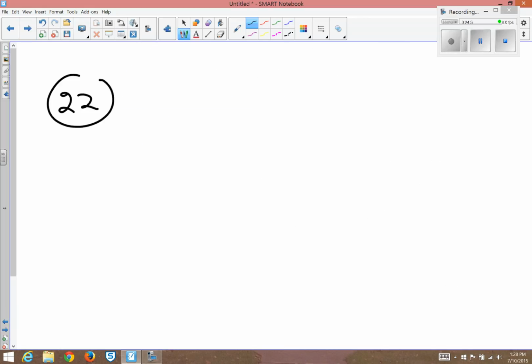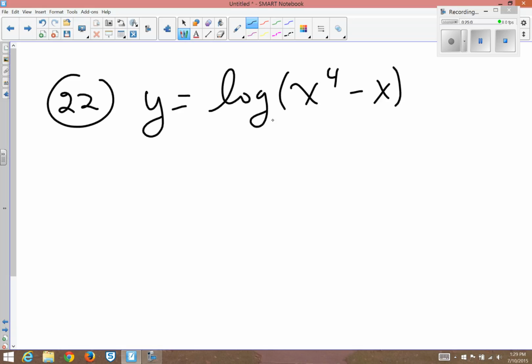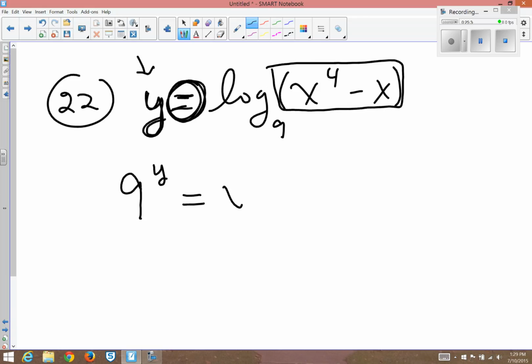Number 22. y equals the log of x to the fourth minus x, and it's log base 9. Because a log is an exponent, y must be the exponent on the base 9. I know 9 is the base because I see it down in the basement. y is the exponent because a log is an exponent. 9 raised to the y equals whatever's written right there. Going from here to there is called the definition of logarithms.